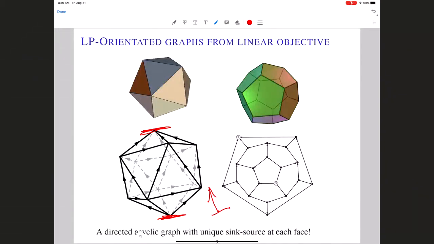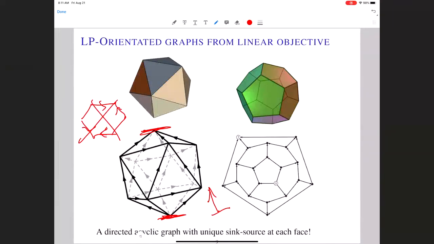I get an orientation of the graph of the polytope, and this orientation is very particular because it has to be acyclic. There cannot be cycles on the graph. And every face has a unique sink and a unique source. So you don't have a cycle like this. So for example, maybe if it is a hexagonal face, you cannot have two sinks like that. That cannot happen, right? This is not possible. So this is a very interesting question, right? You want to consider this orientation.